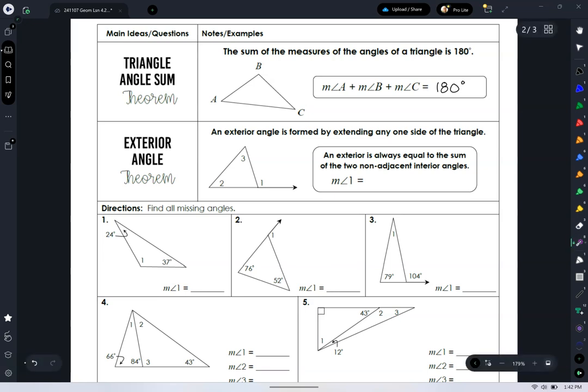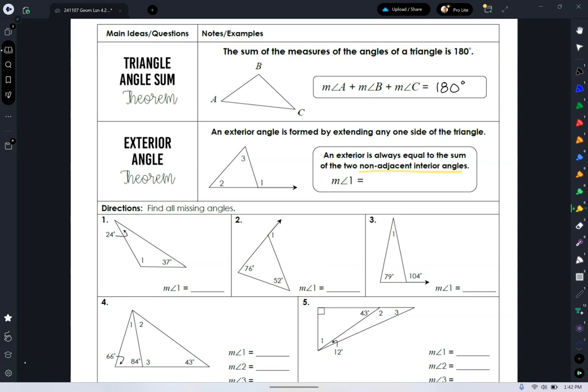And then we have our exterior angle theorem, where we have this angle that is outside the triangle, but forms a linear pair with one of the interior angles. This is adjacent, right? Adjacent supplementary. Okay, so this is the language you need to watch for right here.